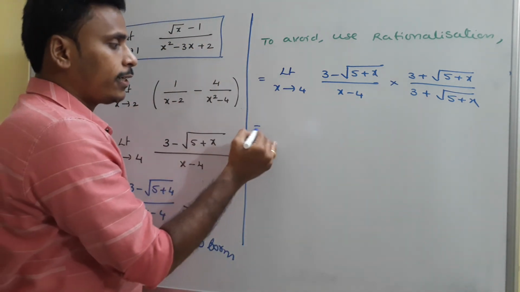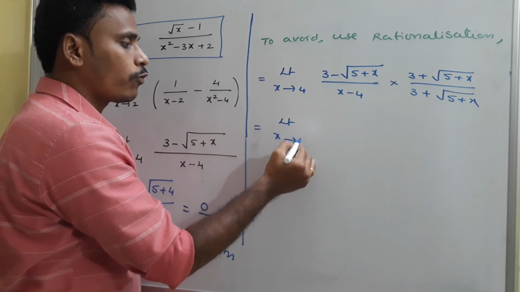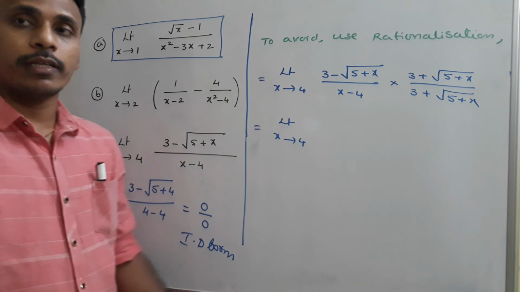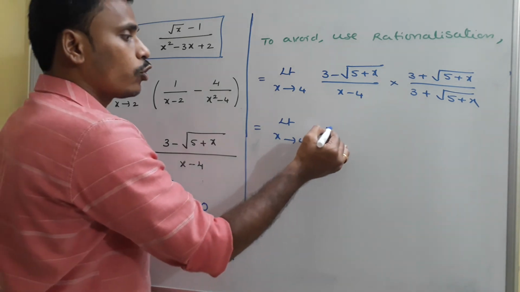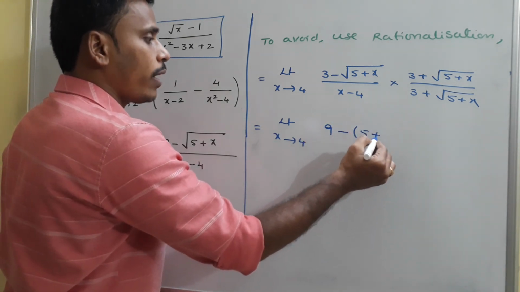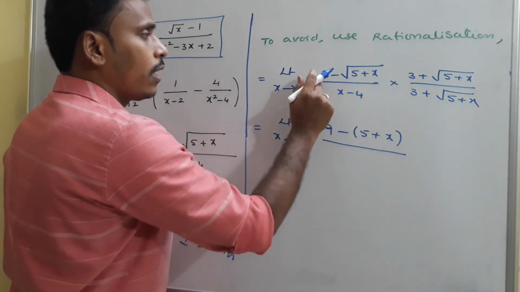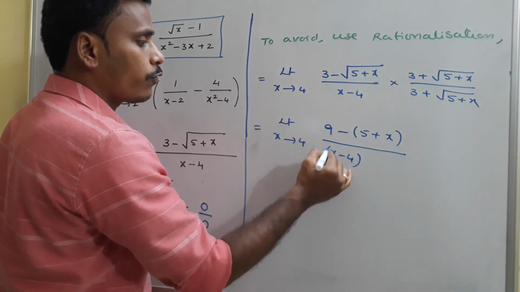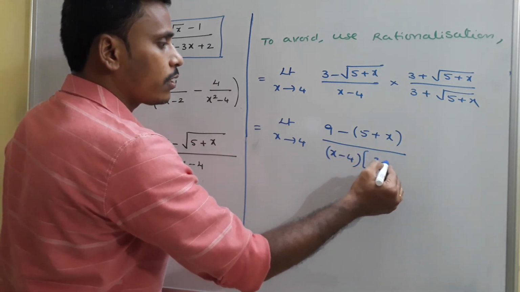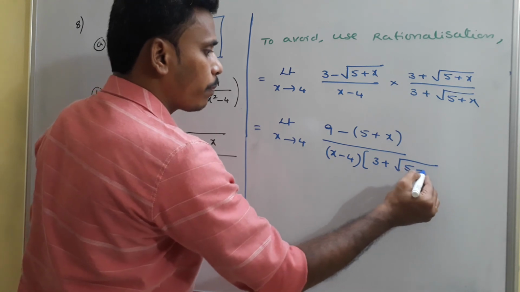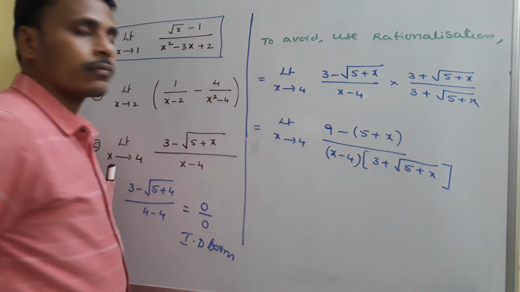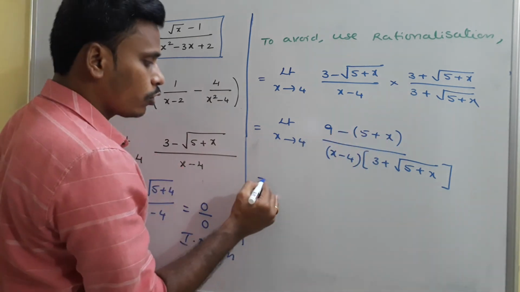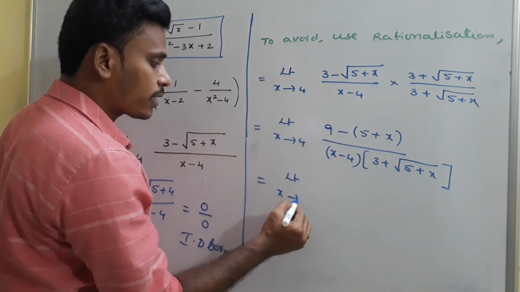Now in the numerator, limit x tends to 4, the numerator a minus b into a plus b. A minus b into a plus b is what? A square minus b square. So 3 square is 9 minus b square, which is 5 plus x. Directly I am writing a minus b into a plus b. And in the denominator, this is x minus 4 into 3 plus root of 5 plus x. Now 9 minus 5 is how much? 4 minus x. So this is equals to limit x tends to 4.